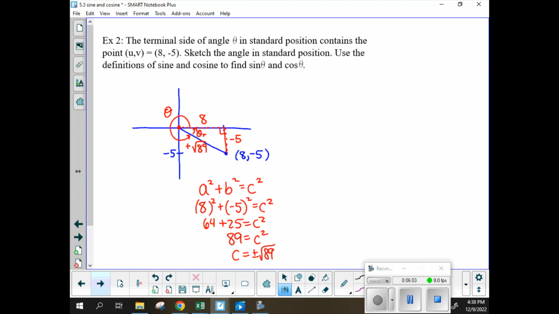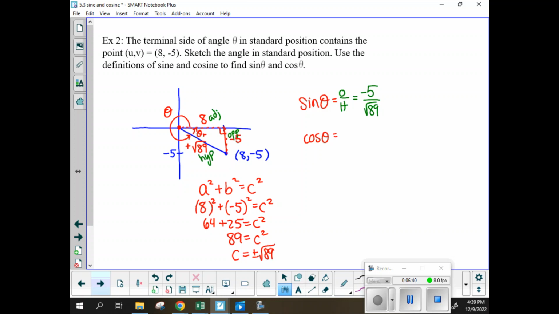Now from here, let's just use SOHCAHTOA to find sine and cosine of theta. Now theta is not in the triangle, but the reference angle is. So we're really thinking of, okay, let's stand in the reference angle. We can label our sides if you'd like. This negative 5 would be the opposite side. 8 would be the adjacent. Square root of 89 would be the hypotenuse. So sine would look like opposite over hypotenuse, which is negative 5 over the square root of 89.